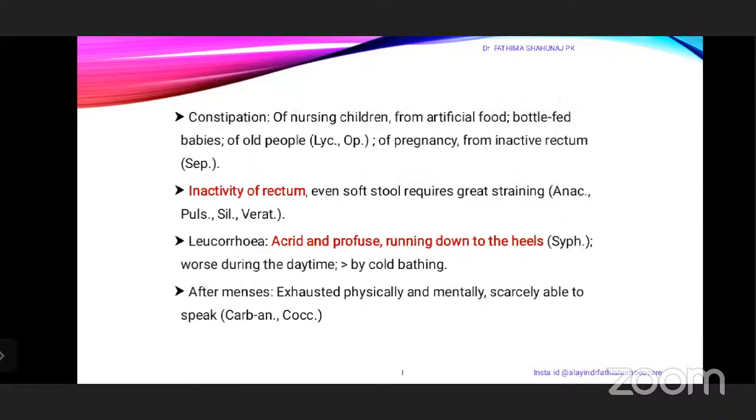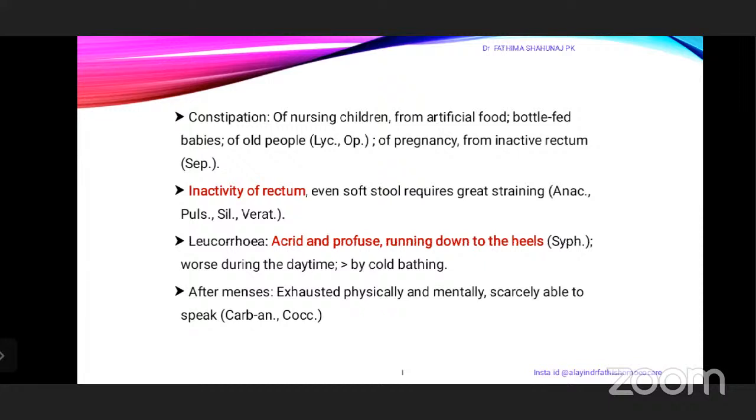Then constipation of nursing children from artificial food, bottle-fed babies, of old people, of pregnancy, from inactive rectum and inactivity of rectum, even soft stool requires straining, which is compared with Pulsatilla, Silicea and Veratrum album. Before that, the constipation of nursing children from artificial food and bottle feed, of babies and old people. In the old people, this symptom is compared with Lycopodium and Opium.